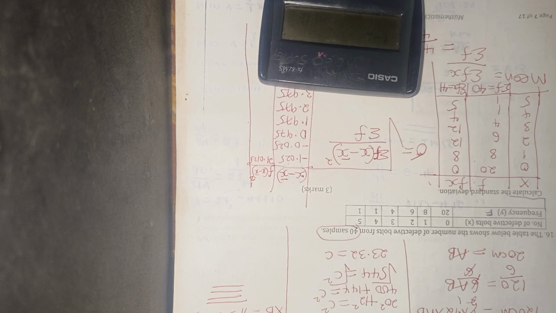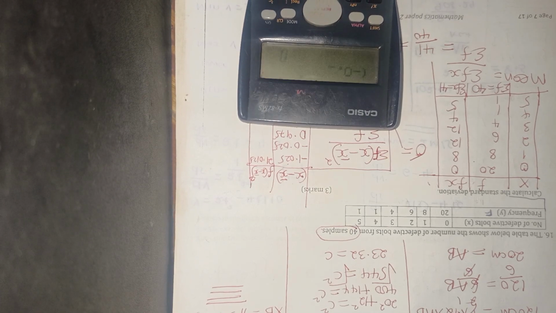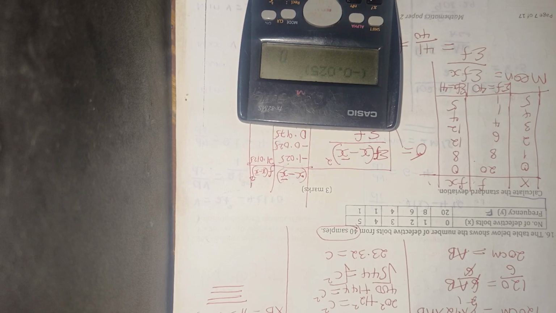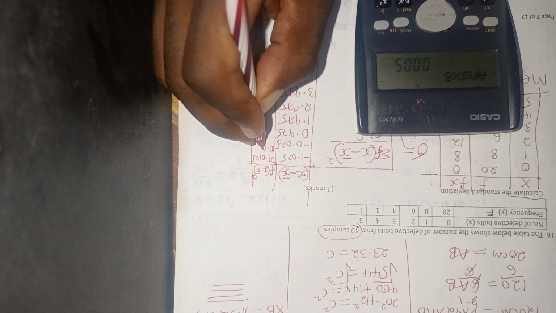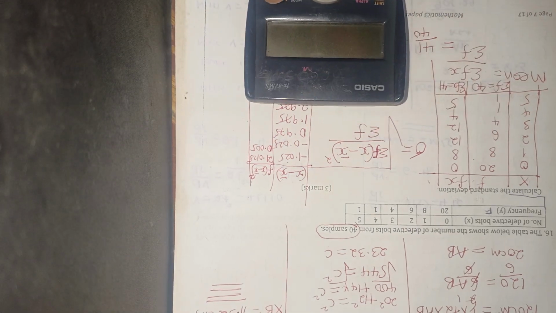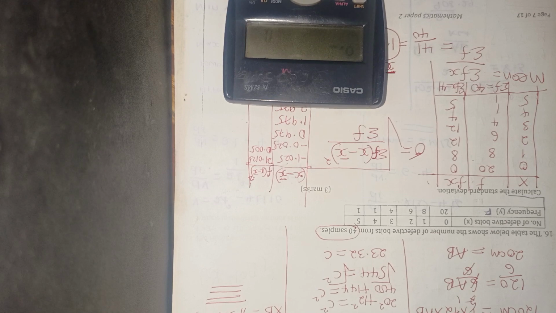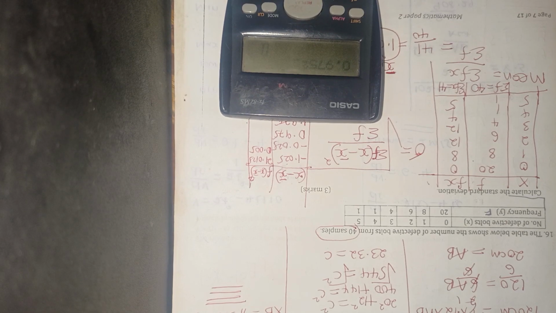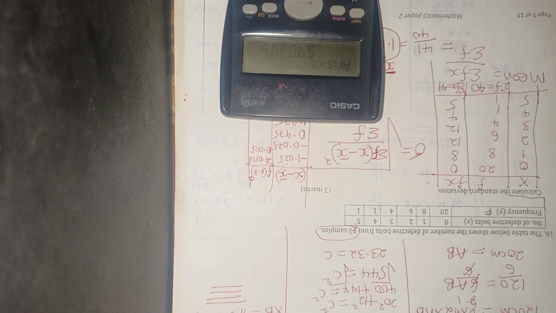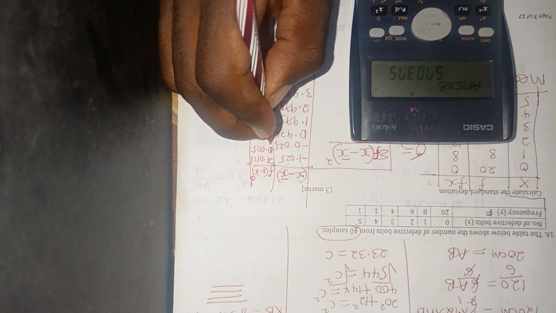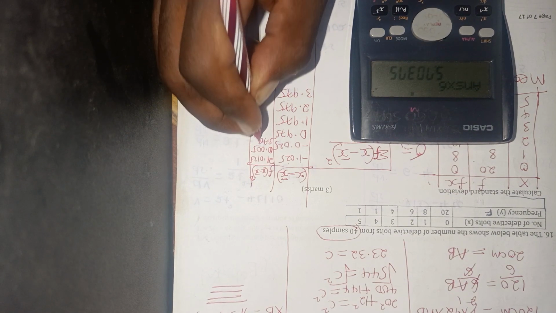The next one will be open brackets, negative 0.025 close bracket squared, and then multiply by the frequency 8. So it gives you 0.005. Next, we'll say 0.975 squared, then multiply by frequency 6. You get 5.70375.